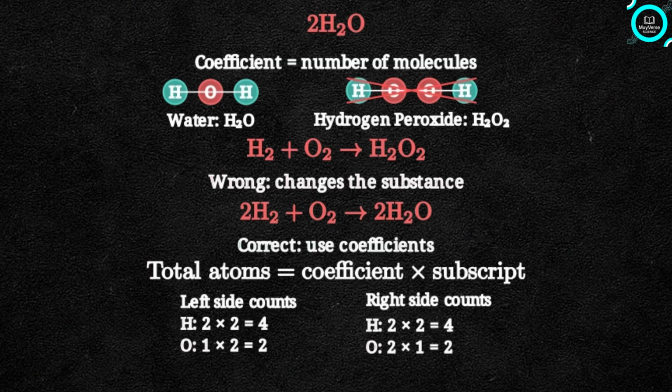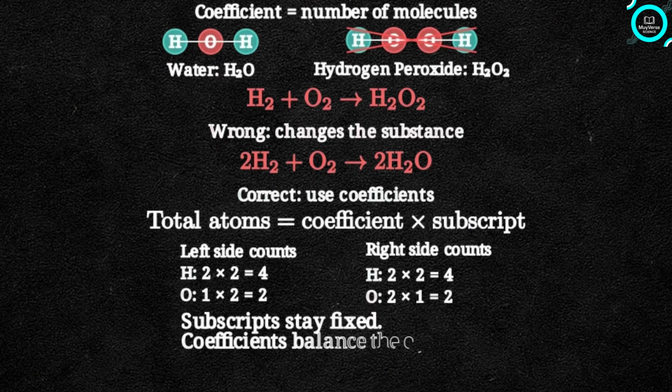Now it is balanced. Summary: subscripts are part of the chemical identity and cannot be changed. Coefficients are how we balance the equation. Always count atoms using coefficient times subscript.